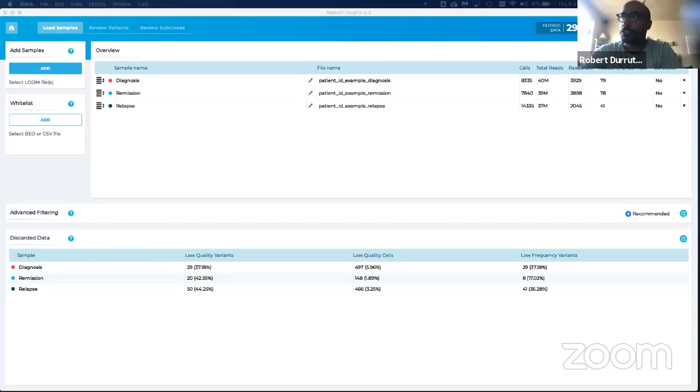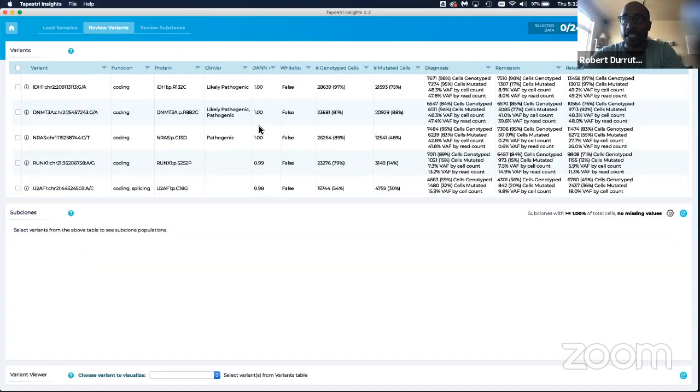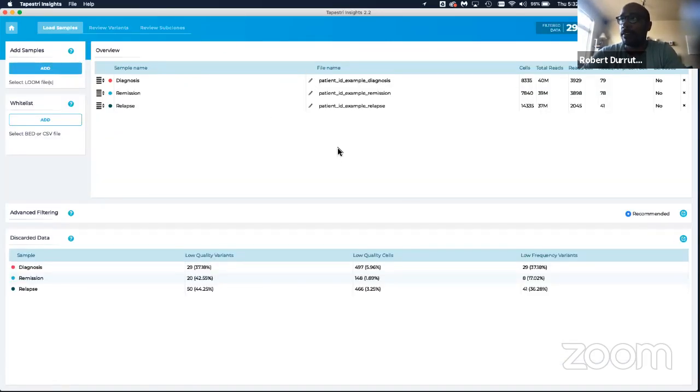And welcome everybody. So today is going to be a continuation of last week's introduction of Tapestri Insights. My colleague Yue provided a pretty good overview of how to go from loom files all the way to fish plots. Today, we're going to spend the bulk of the time on being able to select the right variants, the ones that are relevant for a disease model, as well as giving you guidance in terms of subclone selection. And just as a reminder, this is the data set that we are going to be using.